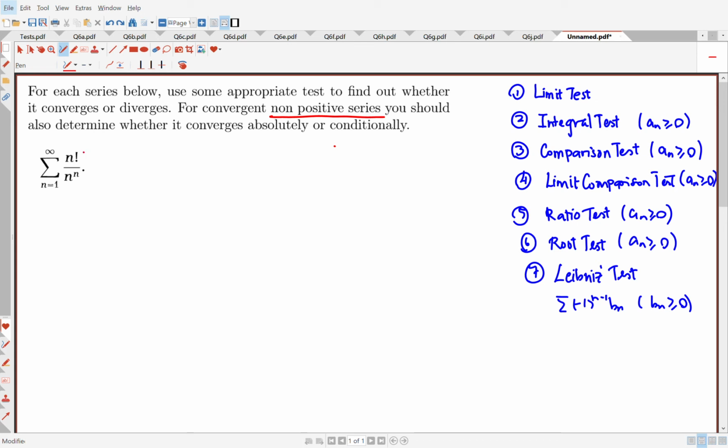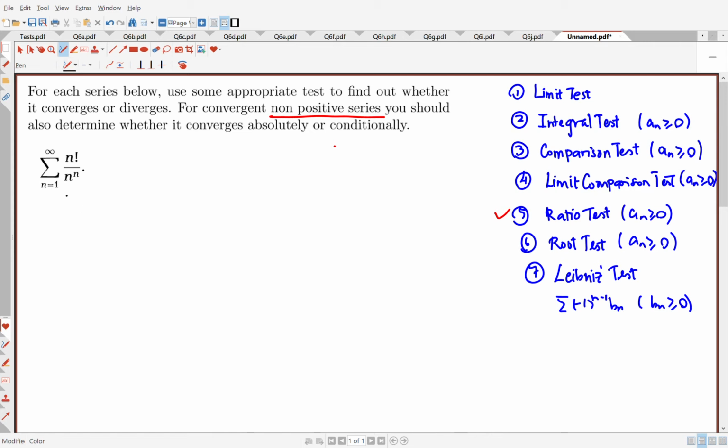Okay, for this question, the terms here are all more than or equal to 0, so it is not a non-positive series. And you see that there is a factorial here, and usually if there is a factorial, the ratio test works. So we just directly try the ratio test.